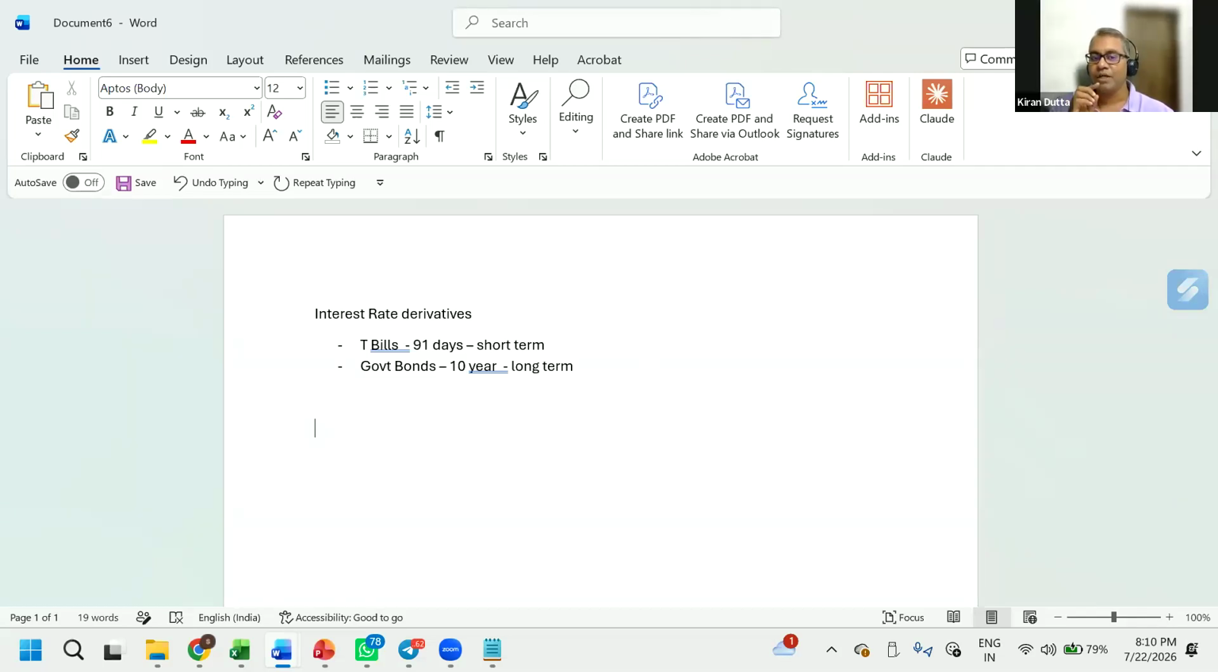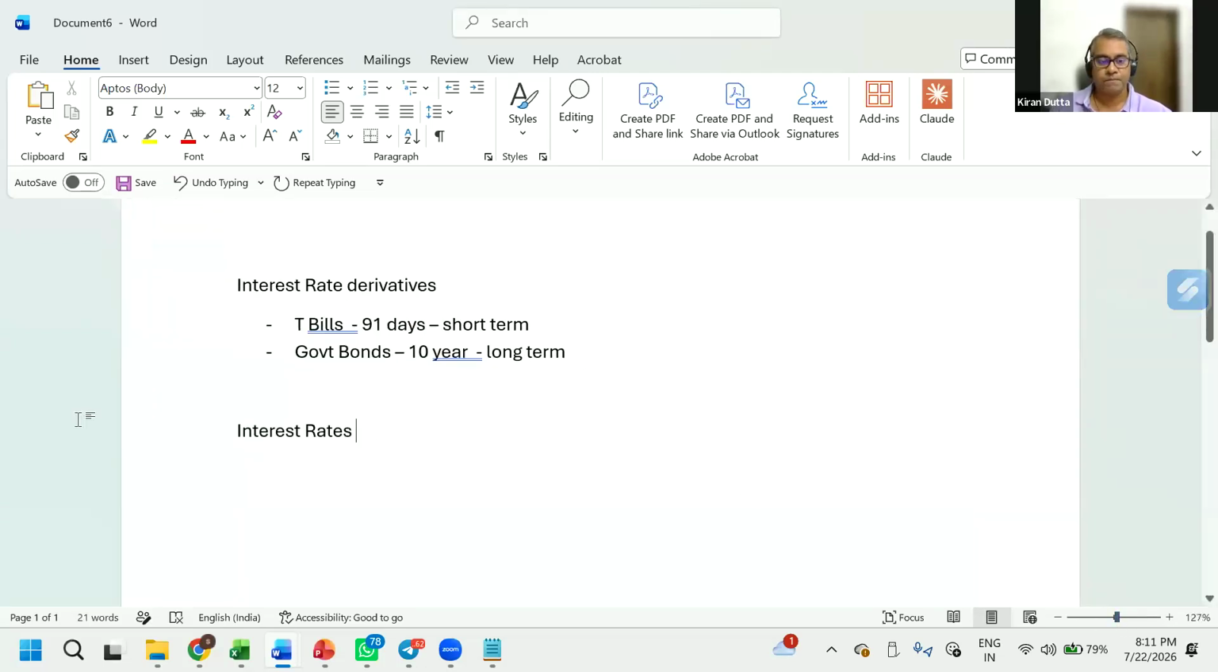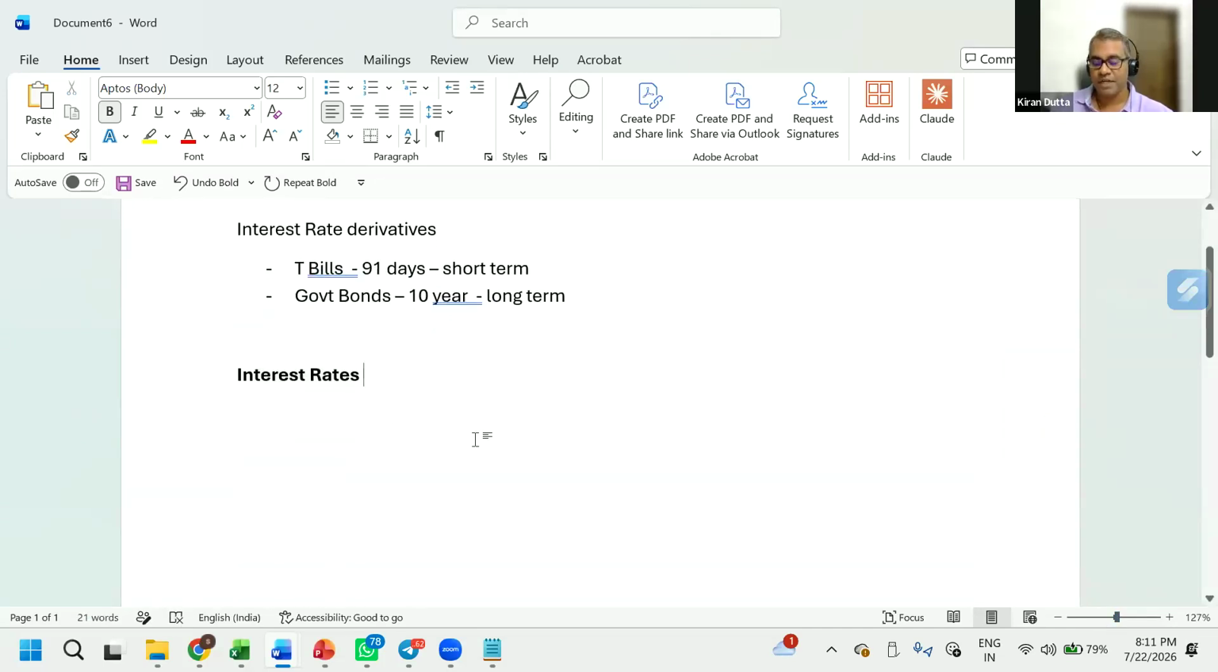Now, the primary underlying positions in interest rate derivatives are completely dependent on only one important factor, which is your interest rates. Got it? Let me zoom this a bit. The most important factor which completely drives interest rate derivatives is your interest rates. What is the interest rate? Your RBI interest rate there.